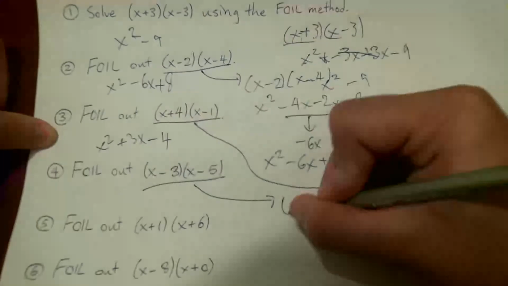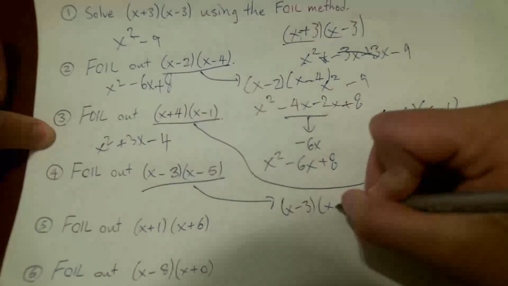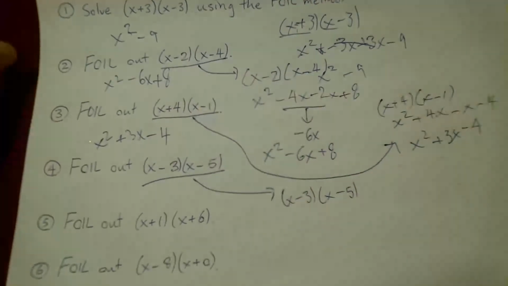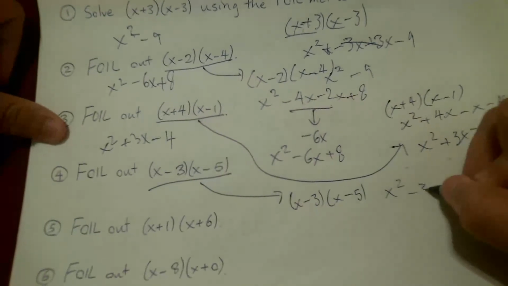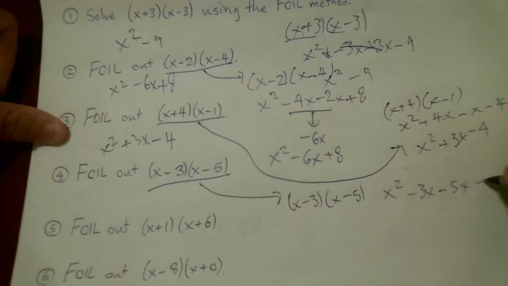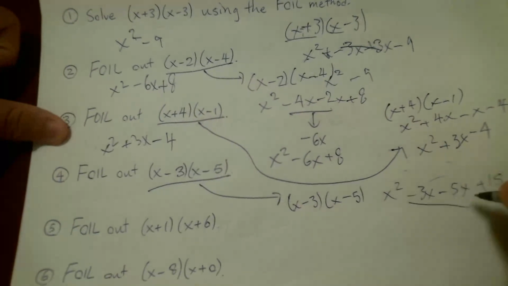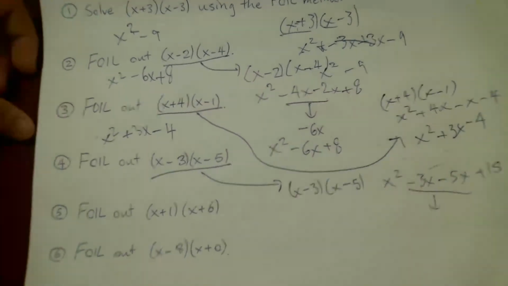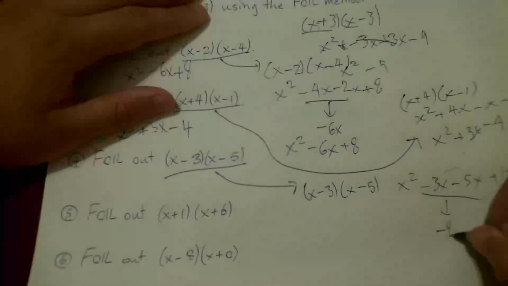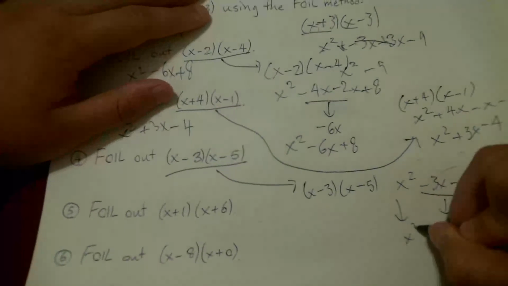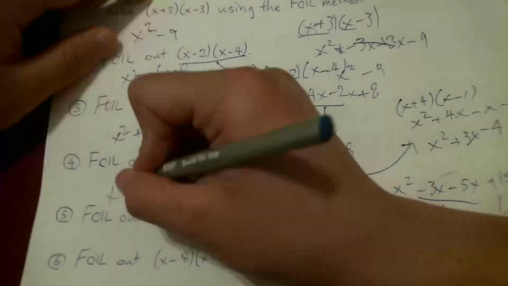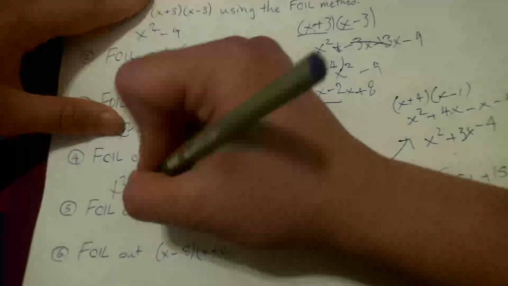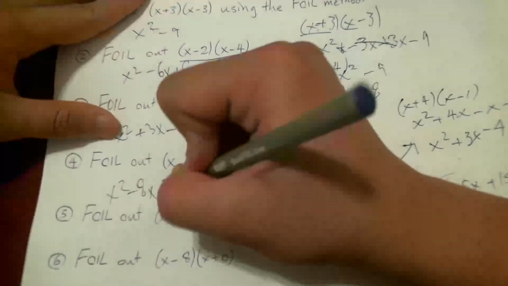Alright, so this one we have to do x squared minus 3x minus 5x plus 15. So this one here would be negative 8x. So then we will have to bring down these, x squared plus 15. This one is x squared minus 8x plus 15.